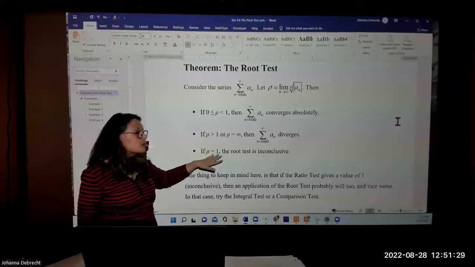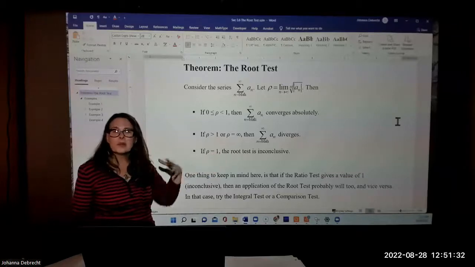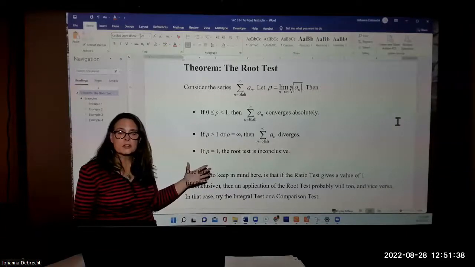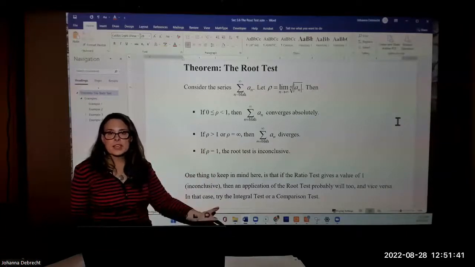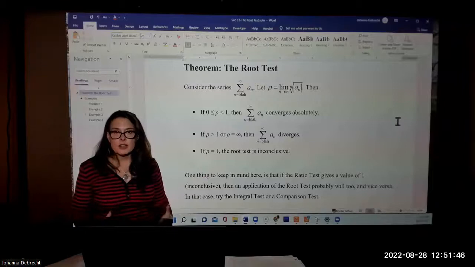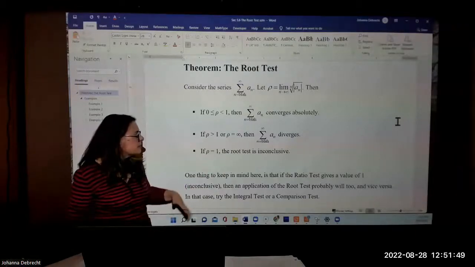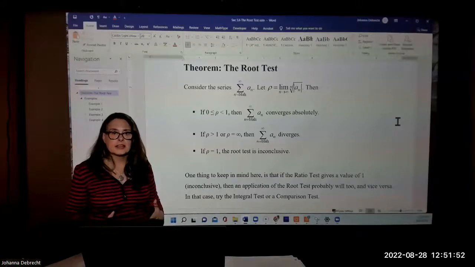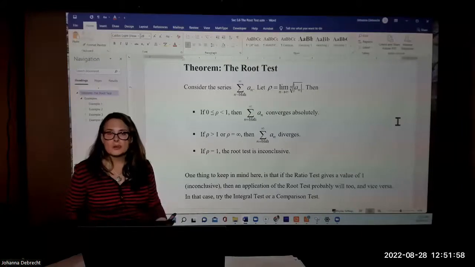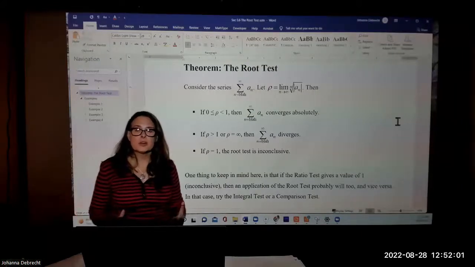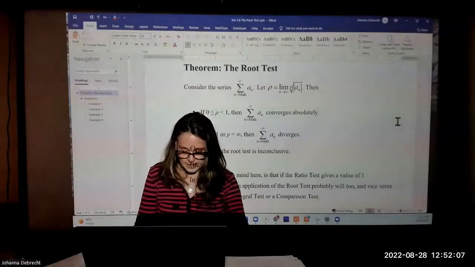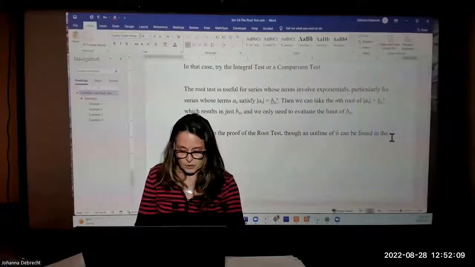Now, if you get an inconclusive result, such as rho equals 1, you probably don't want to use the ratio test, because when one of these tests gives you an inconclusive result, the other tends to give you the same result. So in that case, you want to go back and use the integral test, as long as the terms are eventually not negative, or you want to use a comparison test. Again, a comparison test is the most powerful of all because it has no restrictions on it. It's not requiring that the terms be eventually non-zero or non-negative. It's not requiring any of those things. But it is, again, one of the most difficult to prove.